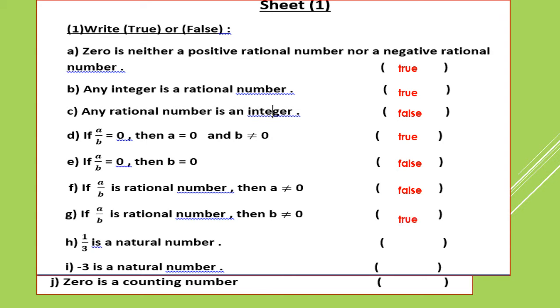This is from the definition of Q. Letter H, 1 over 3 is a natural number. In N, can you find a fraction? No, it's false. Can you find in N a negative number, like letter I? Negative 3 is a natural number? No, we don't have negatives. Letter J, 0 is a counting number? No, 0 doesn't belong to C. It will be false also.